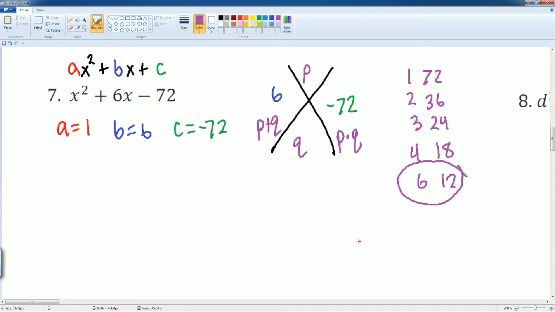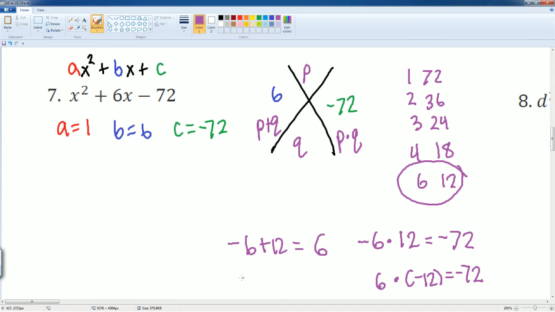So we can either have negative 6 times 12. That gets you negative 72. Or we could also have 6 times negative 12, getting you negative 72. So both of these work, but let's see if they add correctly. Negative 6 plus 12 gets you a positive 6, and 6 plus negative 12 gets you a negative 6.